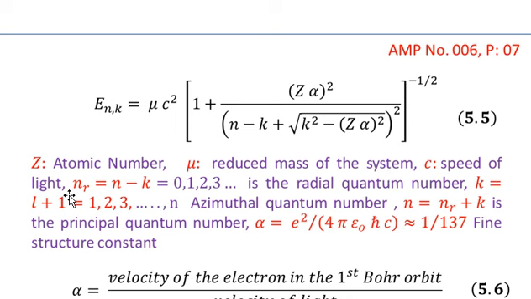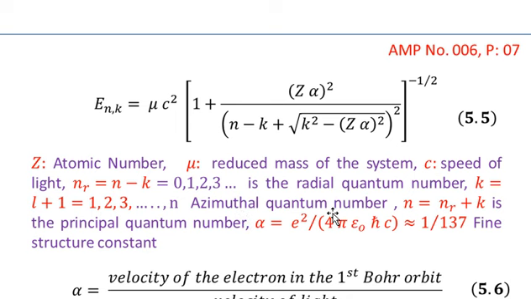c is the speed of light. nr, which we have not shown, but nr is equal to n minus k, has a value of 0, 1, 2, 3 and so on, and is the radial quantum number. k is equal to l plus 1. You see that here we are relating k to the value of the orbital quantum number. So k is equal to l plus 1, which is 1, 2, 3, and so on up to n. This is the azimuthal quantum number.